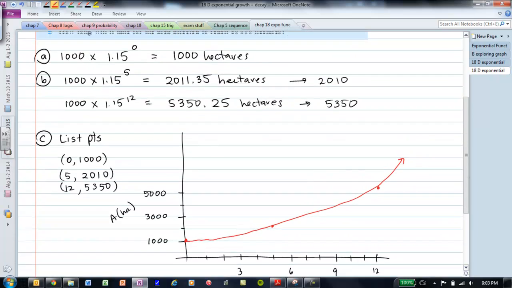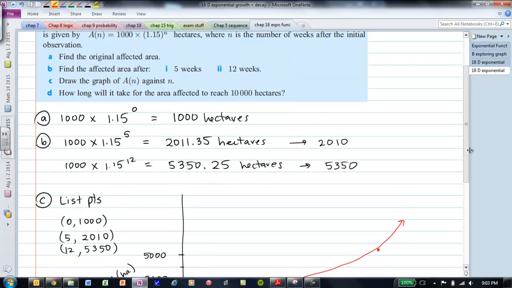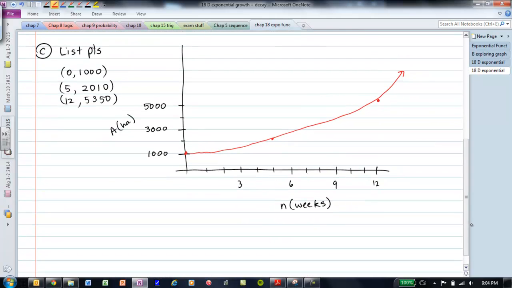Okay, then we get to part D. How long will it take for the area affected to reach 10,000 hectares? So we don't have that on our graph. If we had a much better graph, we could figure that out. But what we're actually going to do is we'll write ourselves an equation. So we've got 10,000 is going to equal the original equation, 1,000 times 1.15 to the n. Because what we're interested in is how many weeks until the area equals 10,000.